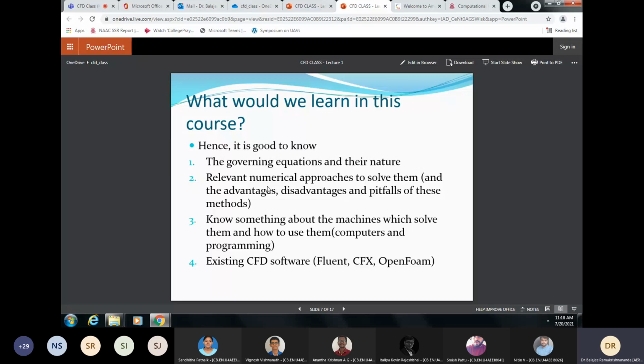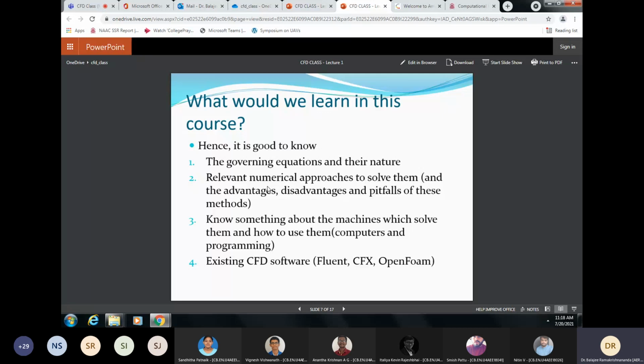And it will be good to know programming because all these numerical methods are programmed in the software which you use, ANSYS Fluent. Now, if you join the ANSYS company, you will be asked to extend that. So you should know programming.